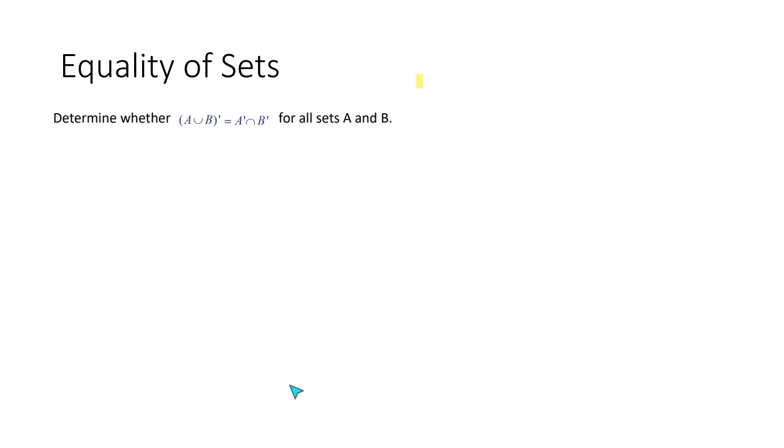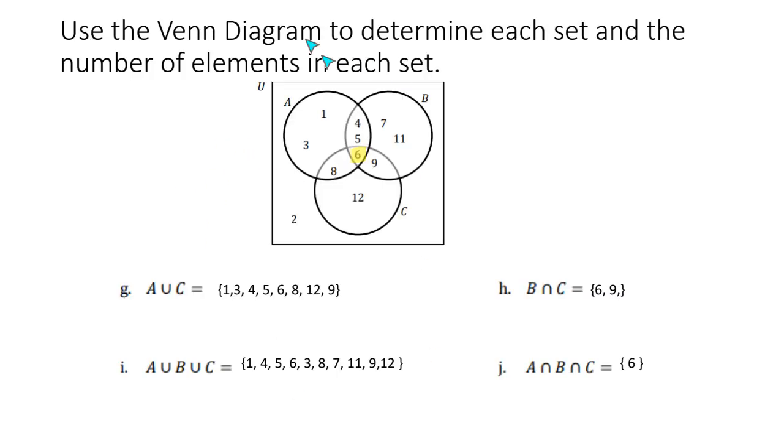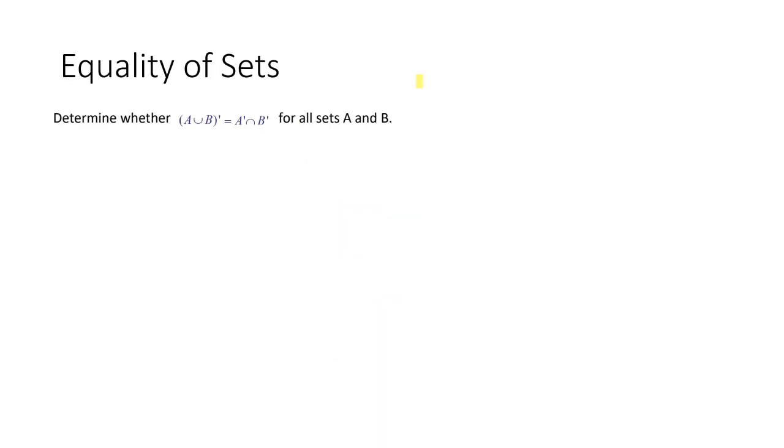So one of the things that is different between this and the previous problem is that in the previous problem, they tell us exactly what A is and exactly what B is and exactly what C is. So for example, A is 1, 4, 5, 6, 3, and 8. But in this problem here, it's saying for all sets A and B. So no matter what A is and no matter what B is, they want to know if we were to take the union complement of that and the complement of A intersected with the complement of B, would it always be true? Okay, or would they always be equal?